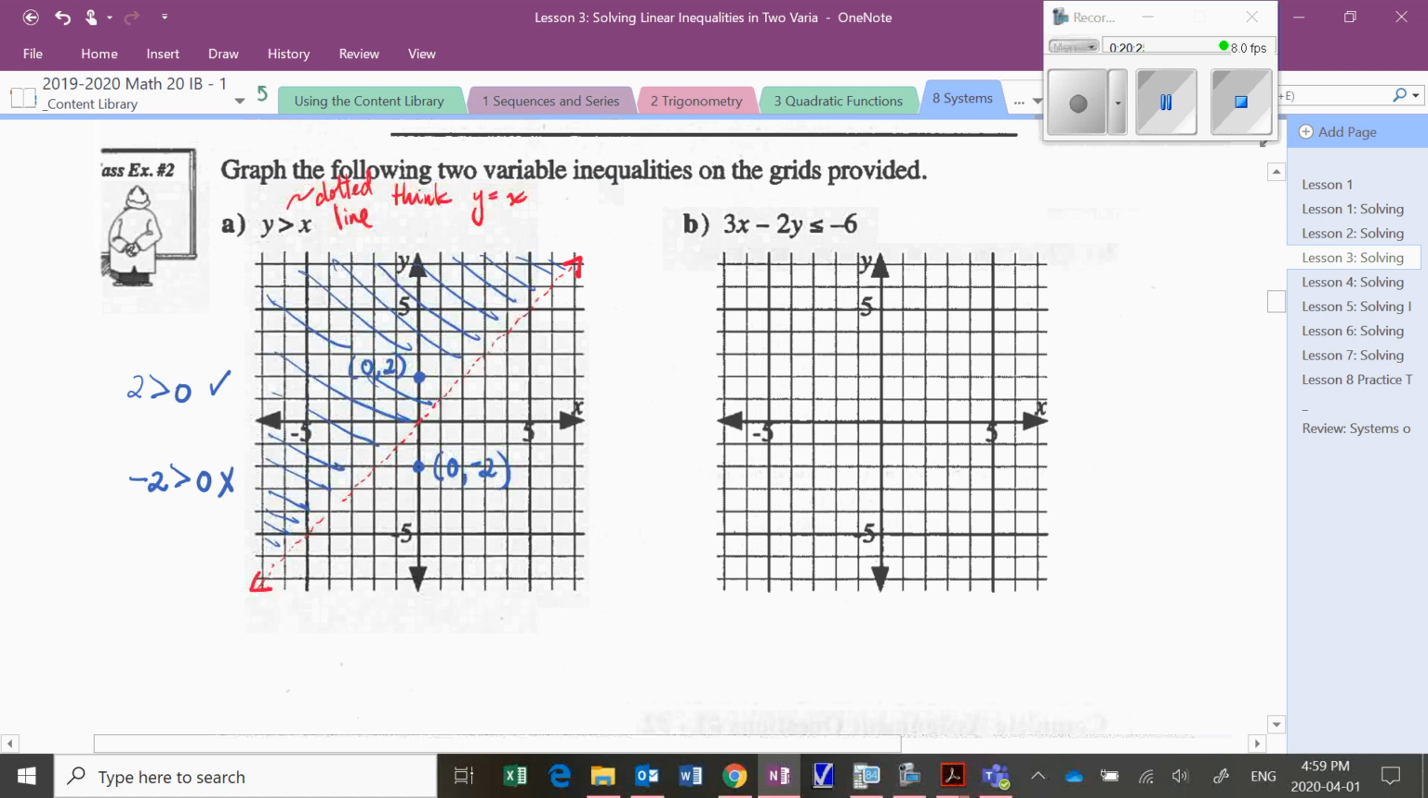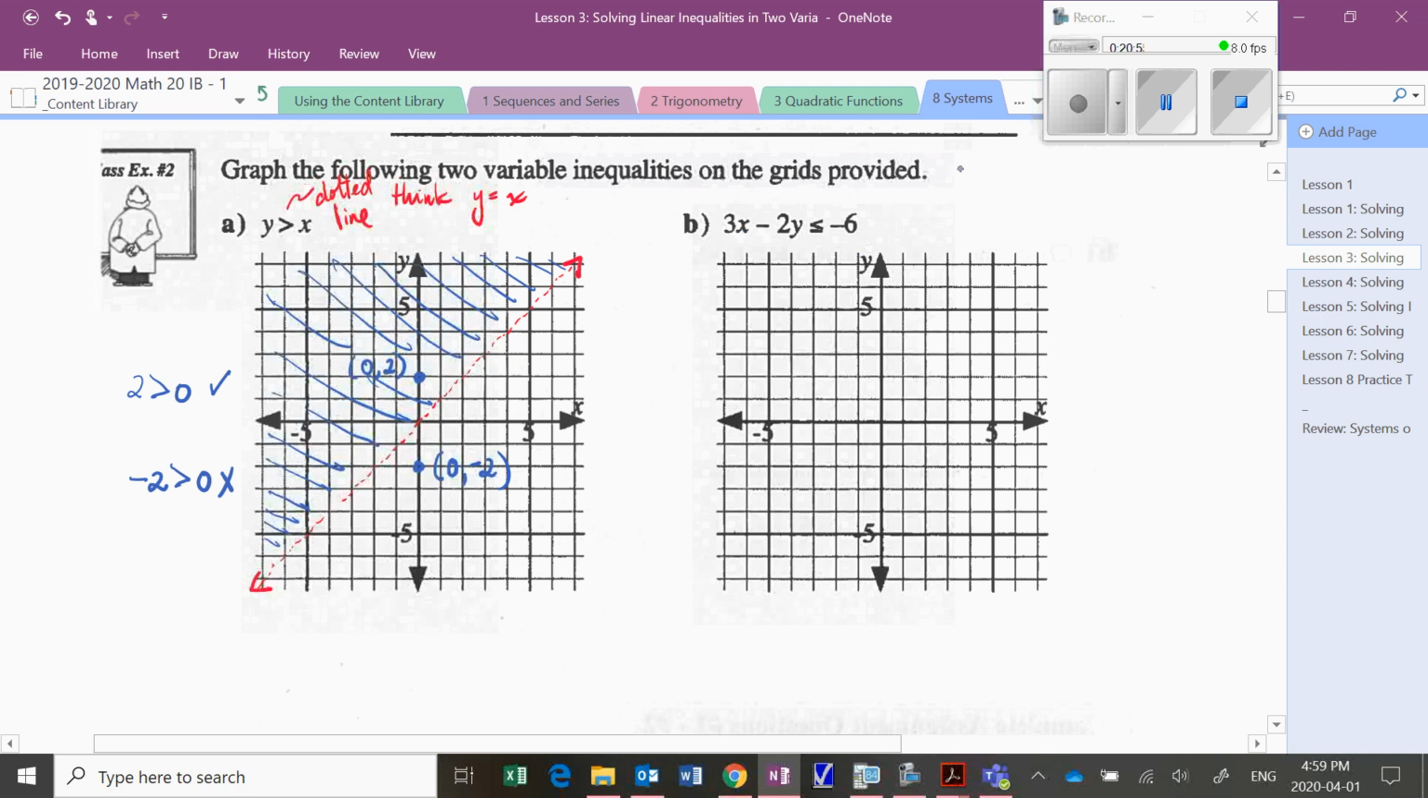Okay, so let's take a look at class example 2b then. So 3x minus 2y less than or equal to -6. So we can do a couple things. We can rearrange it into y equals mx plus b, or we can do it using intercepts as well. So totally up to you guys. Because of the values we've got here, it makes a lot of sense to use our intercepts.